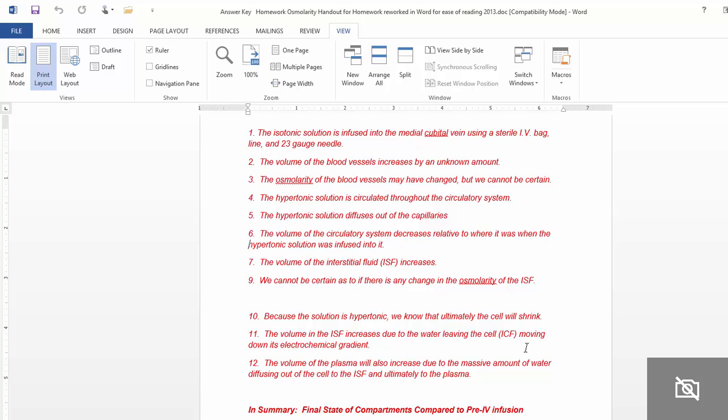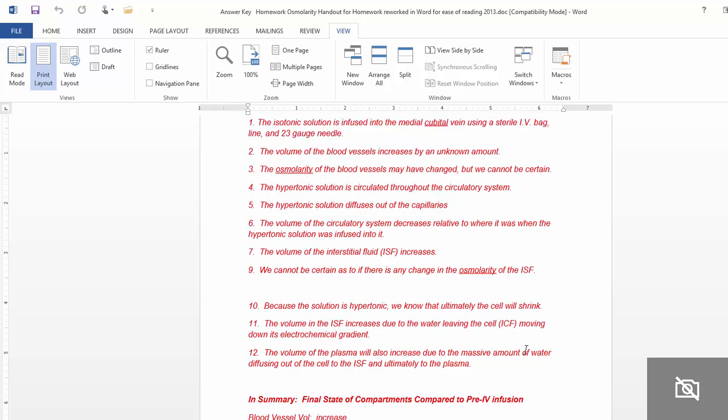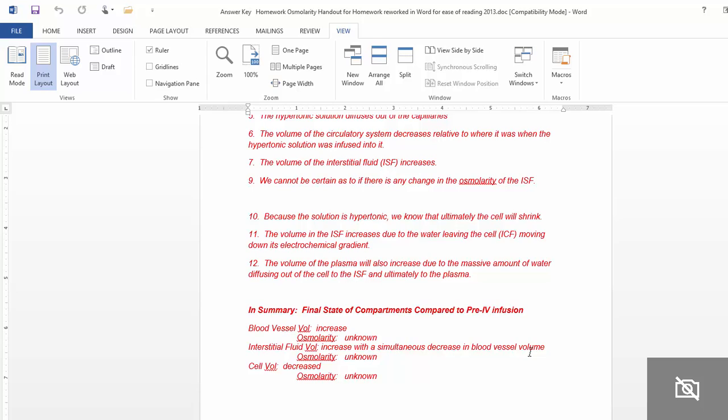Right? So you can then summarize if you want. I suggest it. It's a good idea. So blood vessel: the volume increased. The osmolarity is unknown in this case because it didn't tell you. The interstitial fluid increased with a simultaneous decrease in blood vessel volume. Osmolarity is unknown. And then cell volume decreased. Here you do know what's happened to the osmolarity. I said unknown. There you actually have an increase. This is wrong. Fix that. Okay?